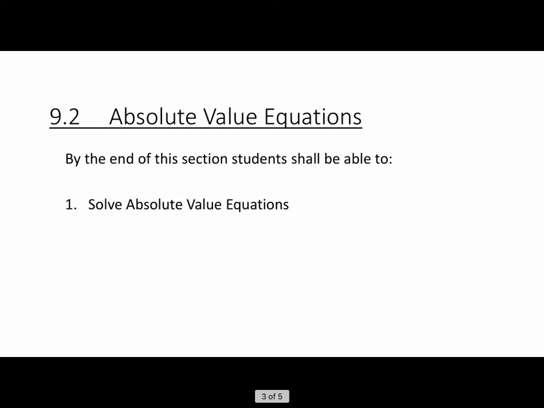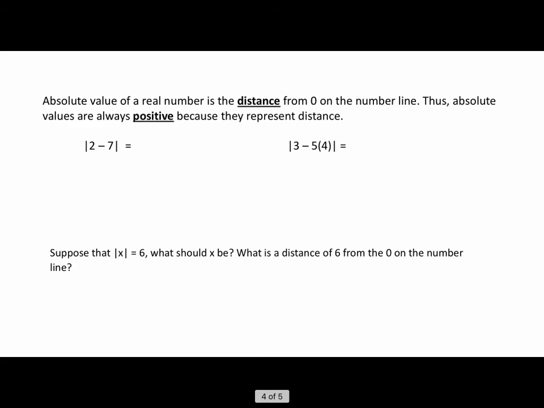In 9.2, we're going to be looking at absolute value equations, and our only objective is to be able to solve absolute value equations by the end of this section. So the absolute value of a real number is the distance from 0 on the number line. Thus, absolute values are always positive because they represent distance. And that's the most important thing about absolute values, is that they are distance.